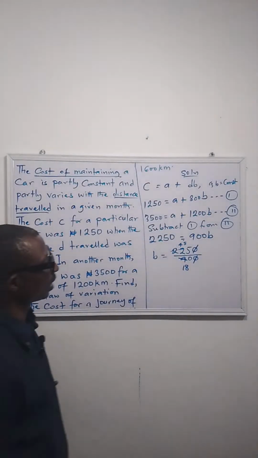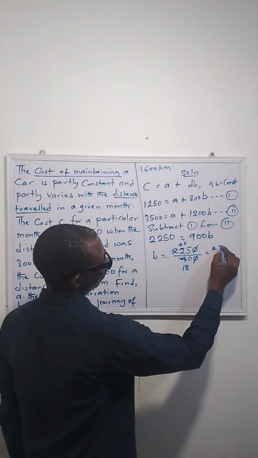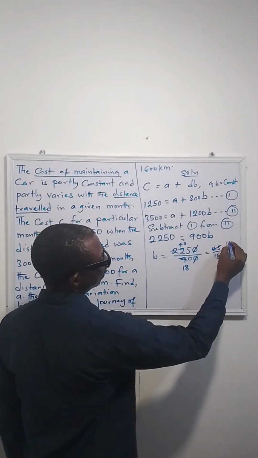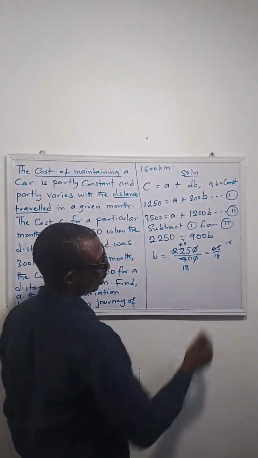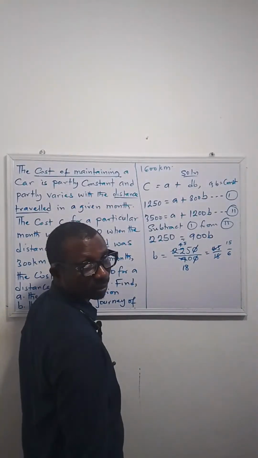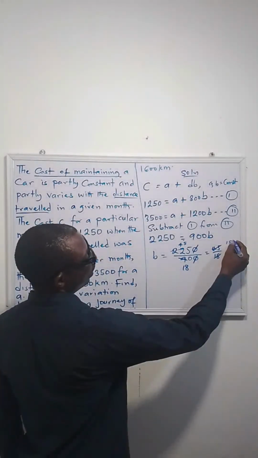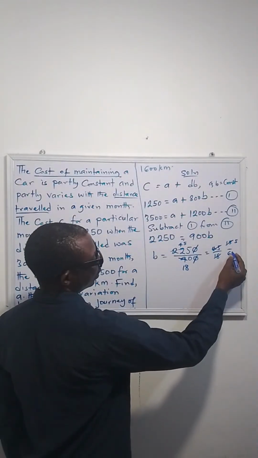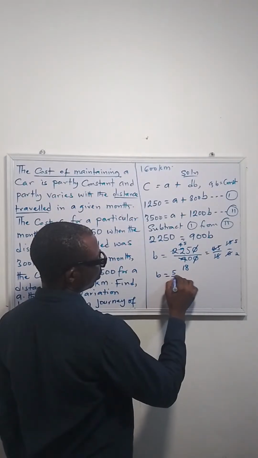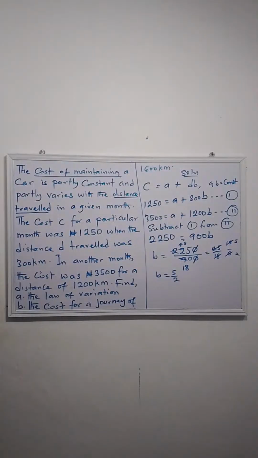Now let's look at this. We can still simplify further. Now we have 45 over 18. So let's see. 3 goes in 45 is 15. And 3 goes in 18 is going to be what? 6. Can you see that? Now we can still simplify further. So 3 goes in 15 is 5. And 3 goes in 6 is what? Is 2. So that means b equals 5 over 2. All right. So now let's move on.